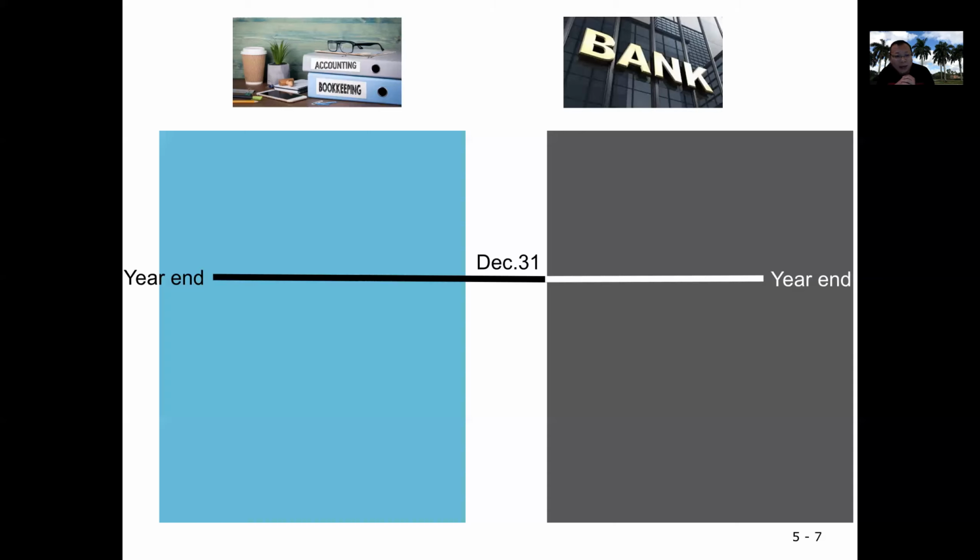On this slide, I put the two entities side by side, the company's bookkeeping versus the bank. I use the yellowish, bluish, greenish colors for the bookkeeping record, and the dark gray color for the bank record. The year end in this scenario is December 31st. Suppose on December 28th, the bookkeeper received cash from a customer.